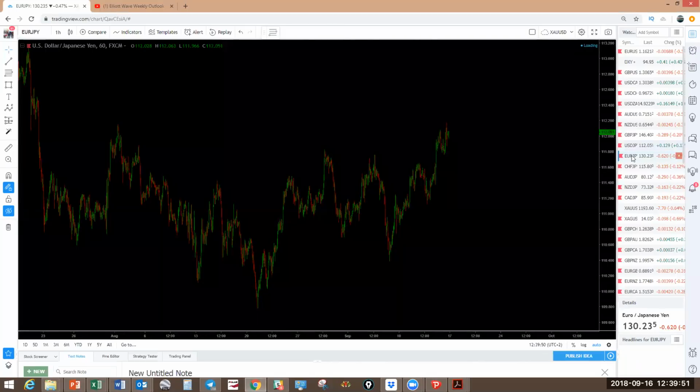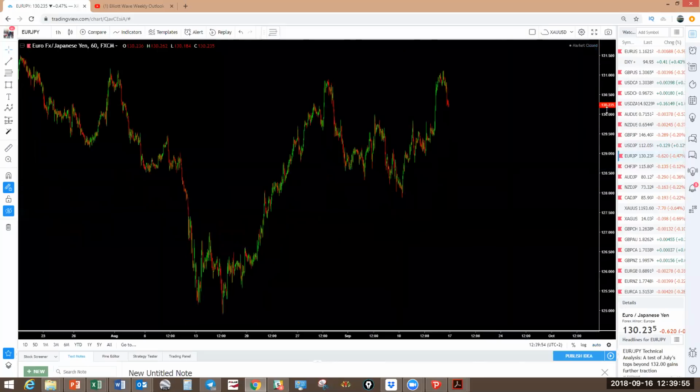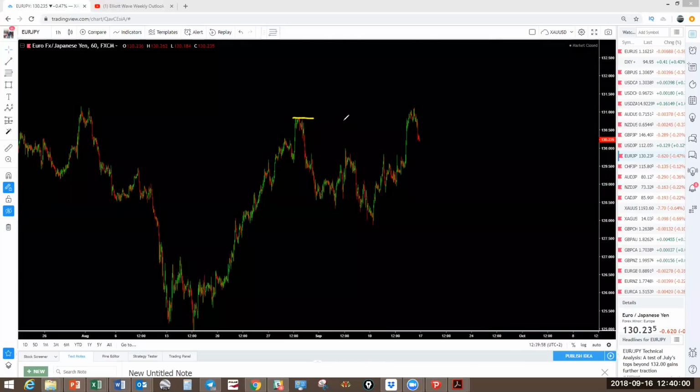Now EURJPY. EURJPY is pretty interesting. What you could be having there on EURJPY is an expanding flat. It has broken this top. It has broken this top. So you've got 1, 2, 3, 1, 2, 3. So we could be getting an expanding or a running flat. So this can turn anyway.